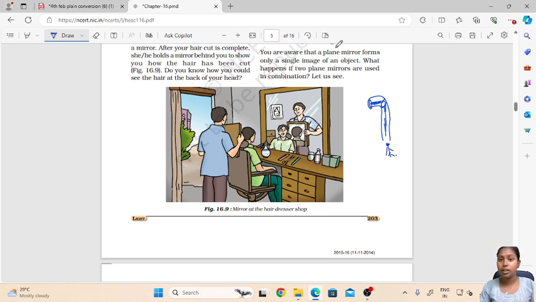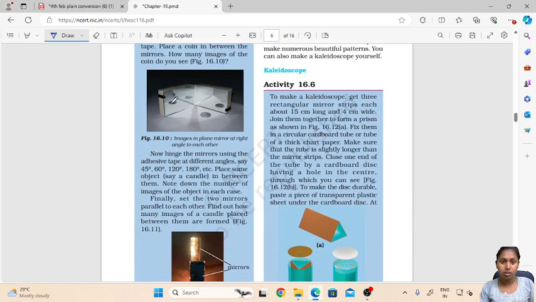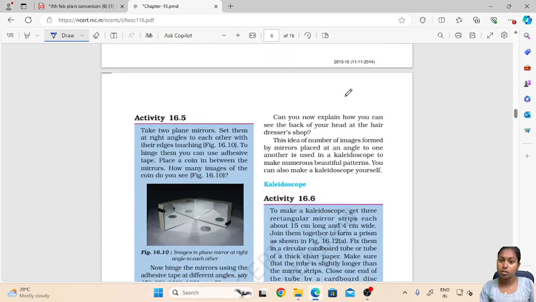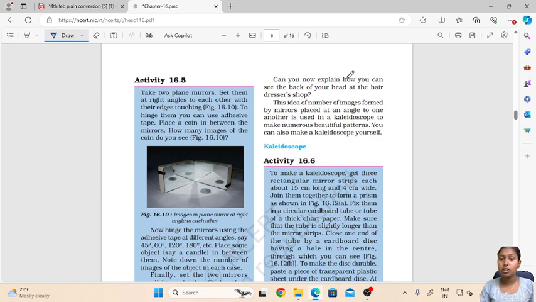So you are aware that a plane mirror forms only a single image of an object, right? The mirror we use at home only forms a single image. What happens if two plane mirrors are used in combination? Something like this. Two plane mirrors are used in combination. They give multiple images. Right? This one image is seen in both the mirrors. So this is how the hairdresser or the salon shows you the images.